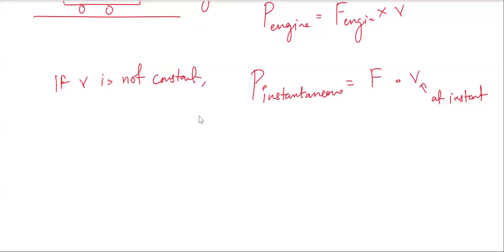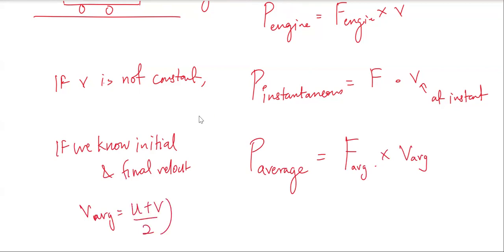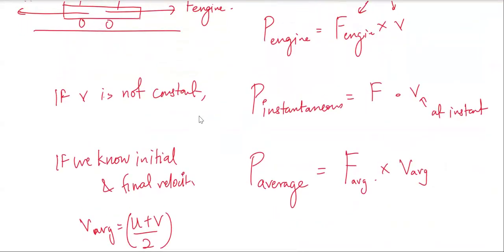If V is not constant, but we know the initial and final velocities of the motion, we can figure out the power that we call average power, which will be equal to average force times average velocity. Now, average velocity we have seen in kinematics is given by half of initial plus final. So this is something that we need to remember.